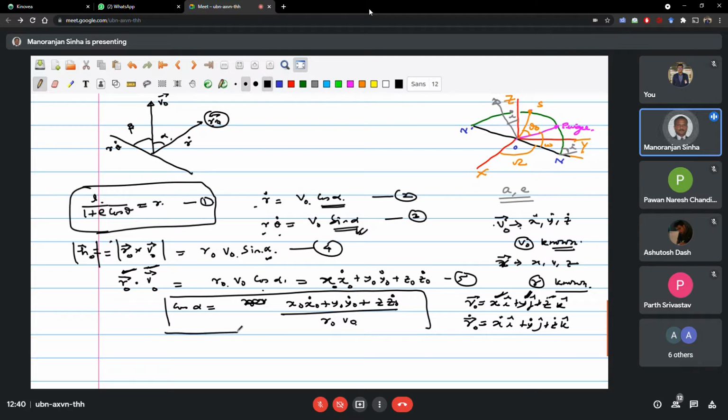In the inertial navigation system, you get all the components. Therefore, all these components are available. So from here, the cos alpha is known to us. Similarly, this H is given here in this format. So from there, the sin alpha can be determined.